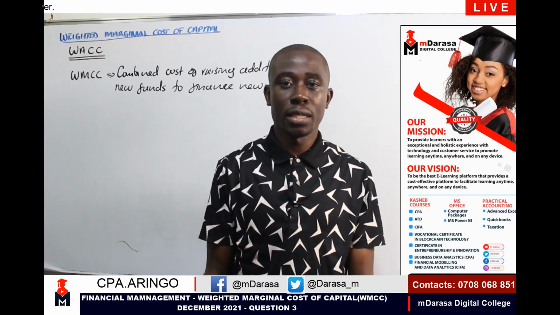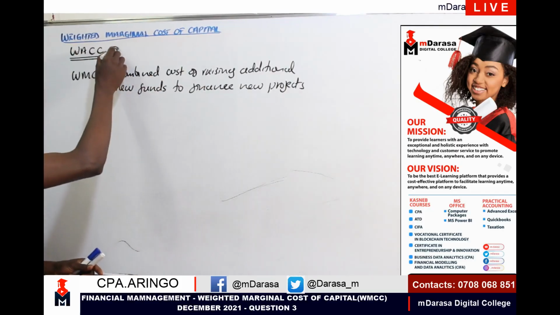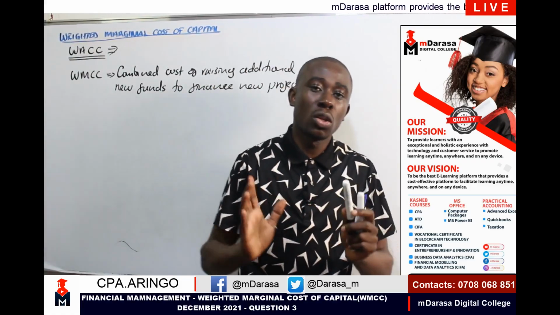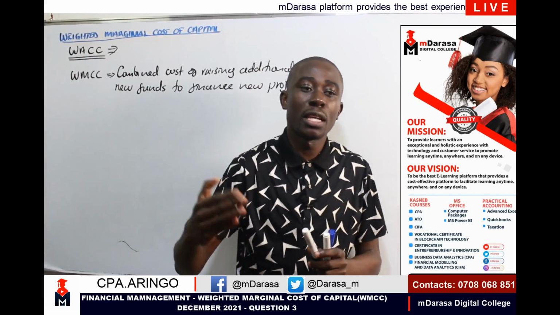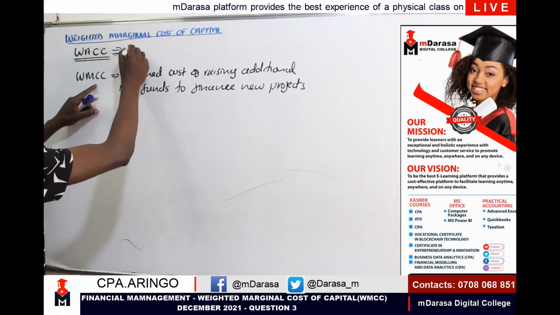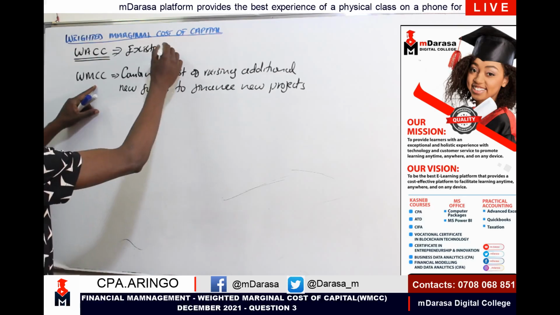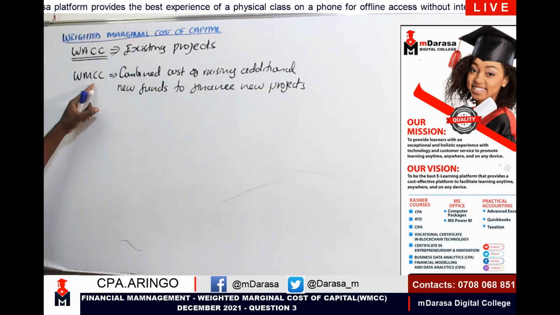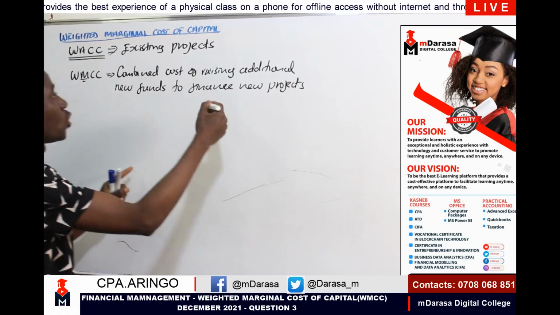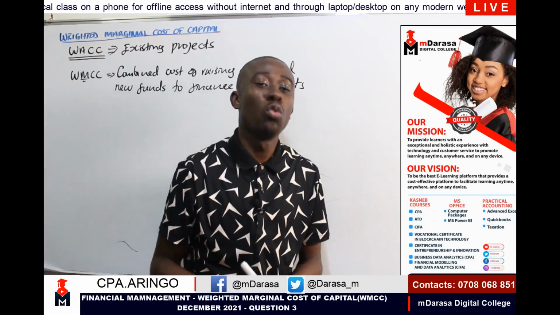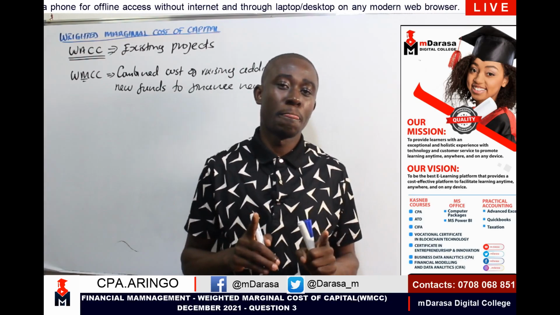New projects. Get a clear distinction with WACC, which we covered earlier on. WACC is just the combined cost of raising funds to finance what? Existing projects. WACC is the combined cost of raising funds to finance existing projects. Whereas WMCC, marginal, is the combined cost of raising additional new funds to finance new projects. That's one thing that you must always have at the back of your mind. Okay?